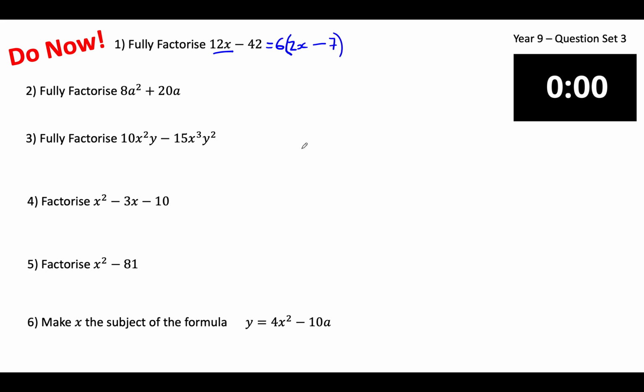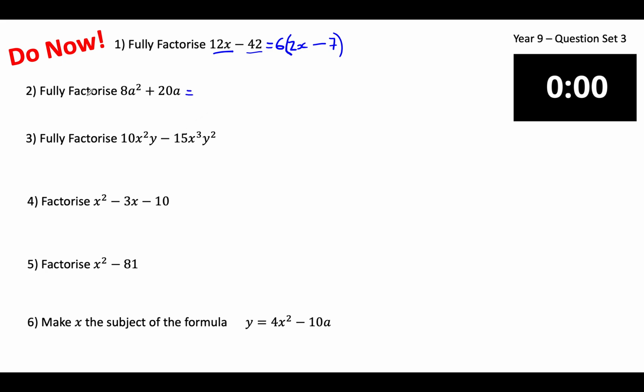There are 7. Now what we're doing really is taking out these factors and putting them on the outside of a bracket and putting whatever's left on the inside. If I multiplied this out again, I would get 12x minus 42. You are writing the same expression just in a slightly different form, which is useful sometimes.